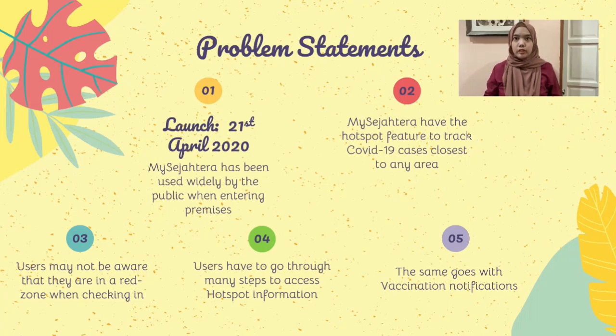Users have to turn on their GPS in order to see recent reported positive cases within a 1 kilometer radius of their location. Users may not be aware that they are in a red zone when checking in. Users have to go through many steps to access hotspot information. The same goes with vaccination notifications.